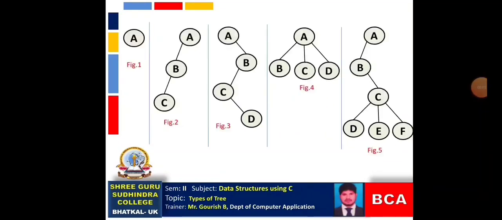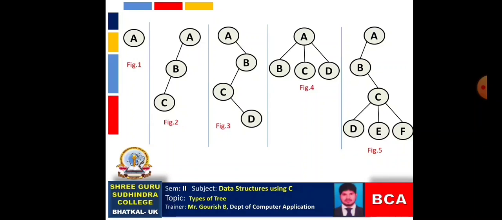For example, consider figure 1. There is only one node A. Is it a binary tree? Yes, it is a binary tree. A node which is having 0 children is also a binary tree. Then figure 2, is it a binary tree? Yes, it is also a binary tree. Consider node A is having only one child, B, and B is also having only one child. So this tree is a binary tree.